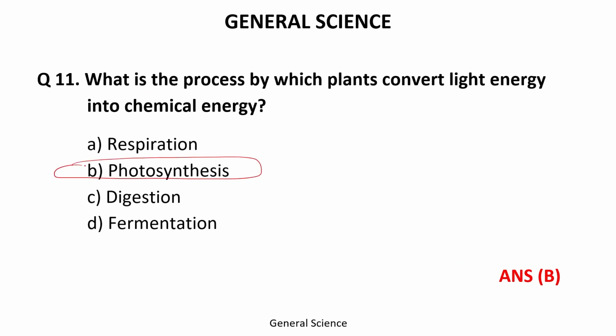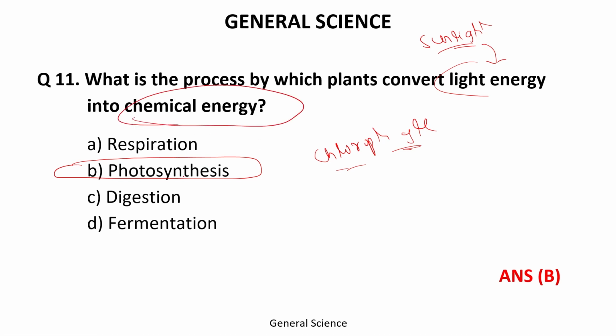Correct answer is B. Photosynthesis. Basically, it provides light energy to the plant's leaves, or you can say the chlorophyll. Then the chlorophyll carries out the chemical energy and the process of photosynthesis begins. Alright.